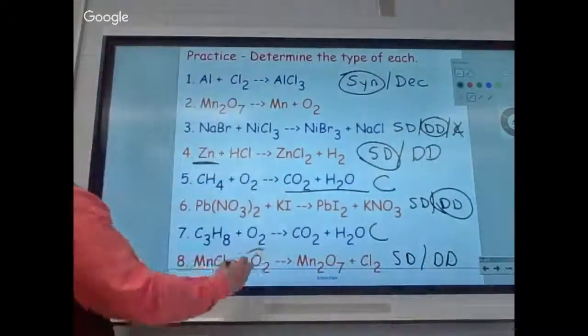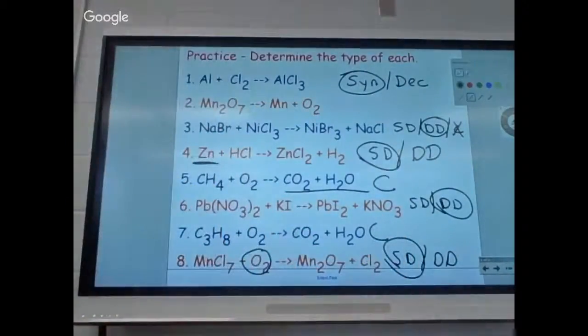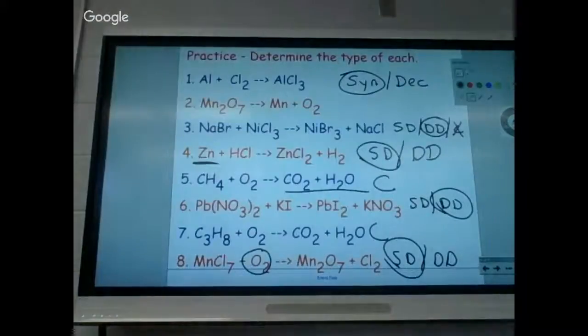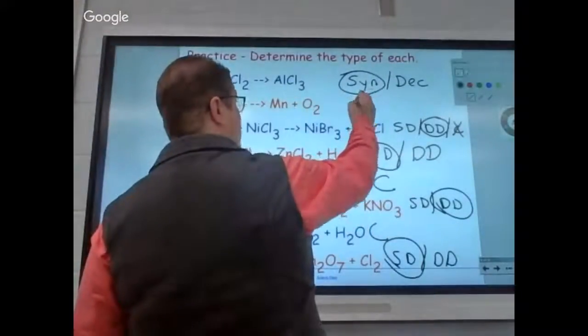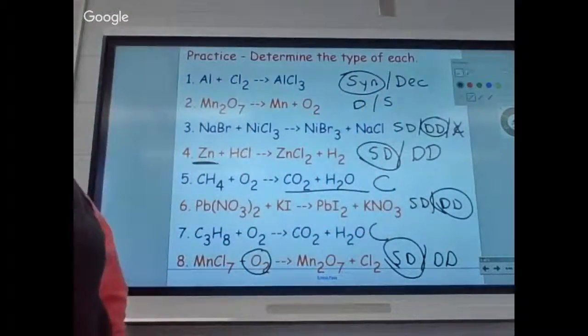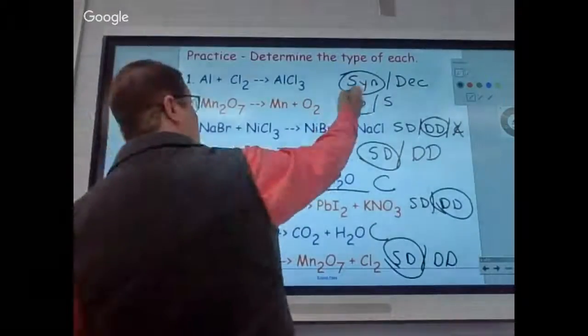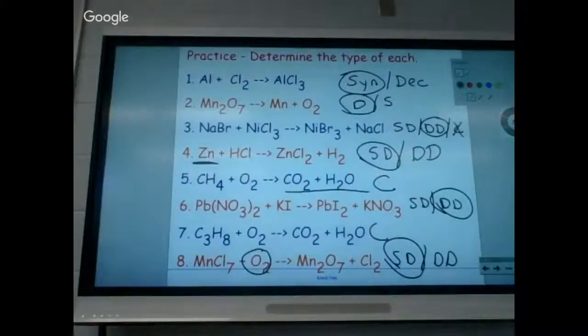And what can you tell me this is? Everybody good? And number 2, how many plus signs do you have? So it's either decomposition or synthesis. Is it breaking down or coming together? Breaking down. That's why they said it was decomposition, because it's breaking apart. See how it's together, MnO, and then it's separate, it's Mn plus O? That's why it's decomposition.